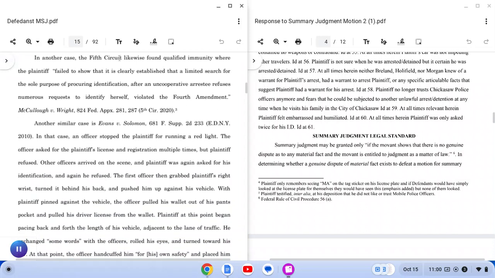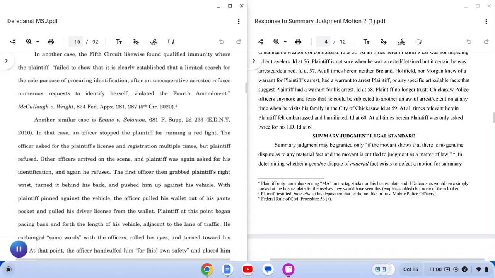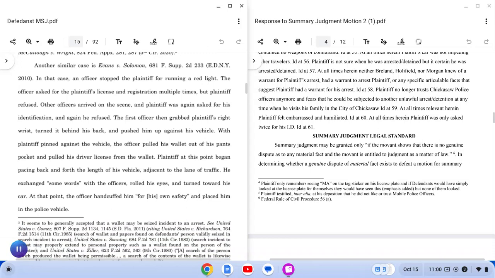In another case, the Fifth Circuit likewise found qualified immunity where the plaintiff failed to show that it is clearly established that a limited search for the sole purposes of procuring identification after an uncooperative arrestee refuses numerous requests to identify herself violated the Fourth Amendment. Another similar case is Evans versus Solomon, blah, blah, blah. So this is a New York federal case. In that case, an officer stopped the plaintiff for running a red light. Notice these facts are not similar. Some of them are and some of them are not.